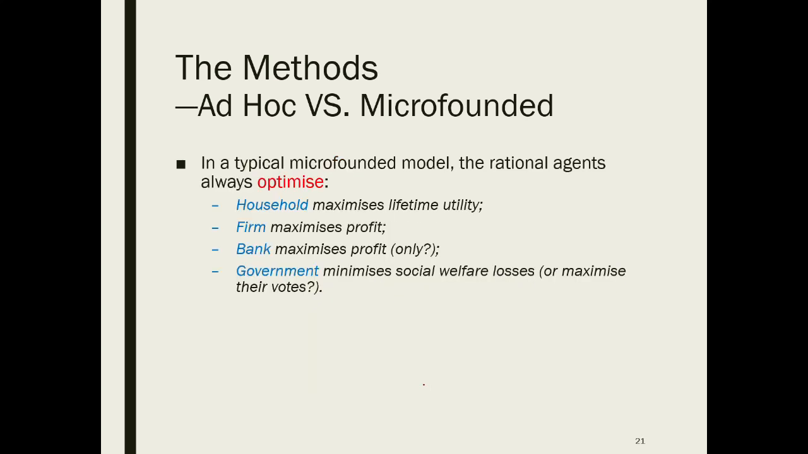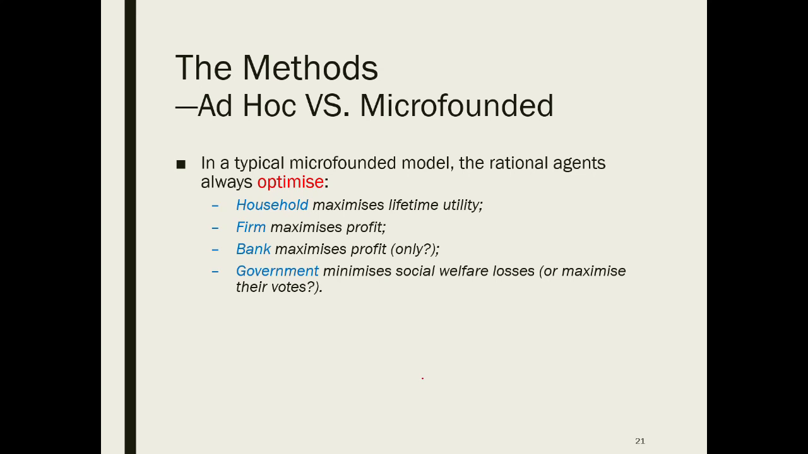In a typical microfounded model, individuals always optimize. For example, consumers or households maximize utility subject to budget constraints. Producers or firms maximize profit subject to technological constraints. Banks maximize risk-adjusted profit, and governments minimize social welfare loss or maximize their votes. These are exactly the same as what you have learned from Macroeconomic Theory.